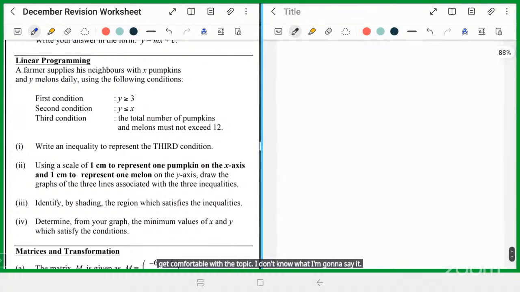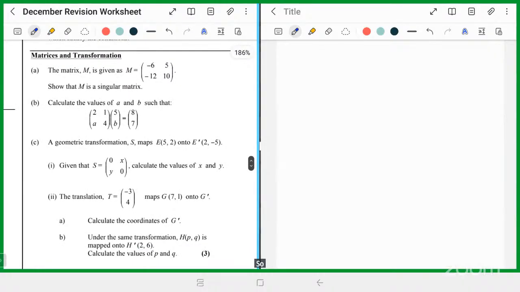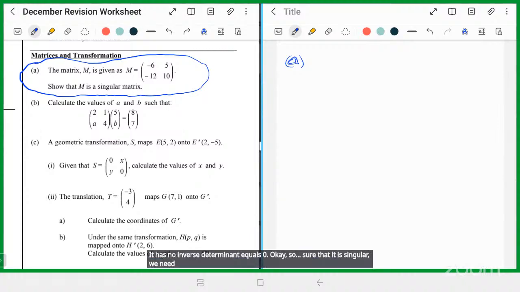Alright, so moving on to the next question. We're only doing 3 questions today now, guys. Only doing 3 questions. So the next one is this matrices transformation. Alright, part is matrices, part is transformation. Now part A up here is matrices. It says matrix M is given as this. They should show that M is singular. Remember, if it is singular, it has no inverse, the determinant equals 0. Alright, so to show that it is singular, we need to show that the determinant is 0.